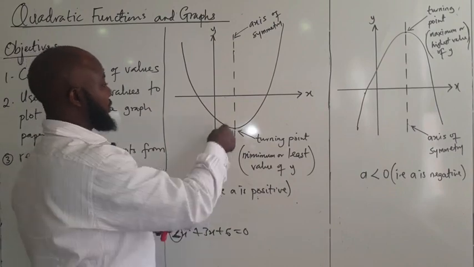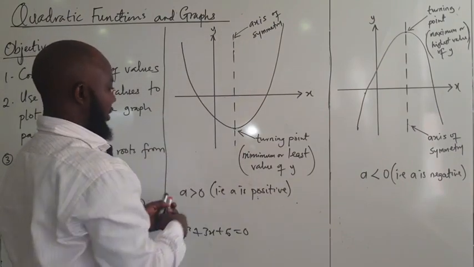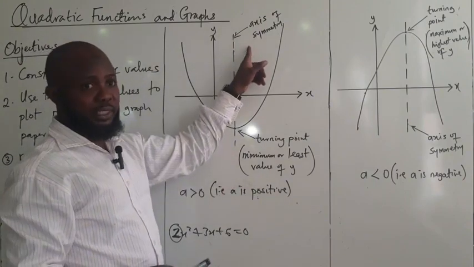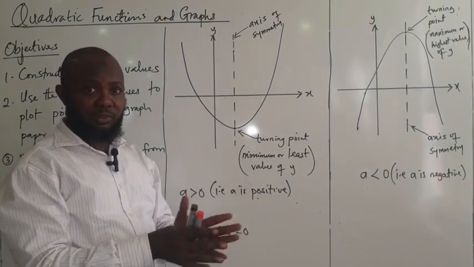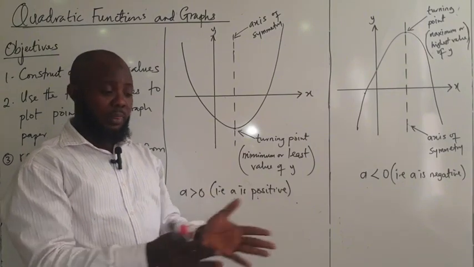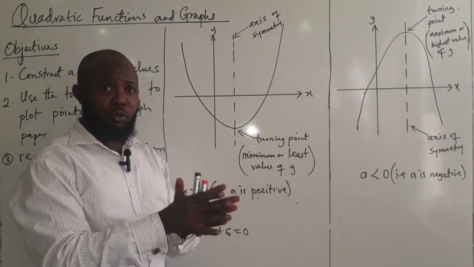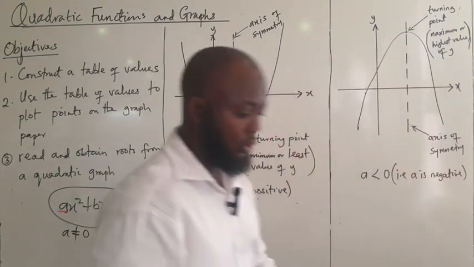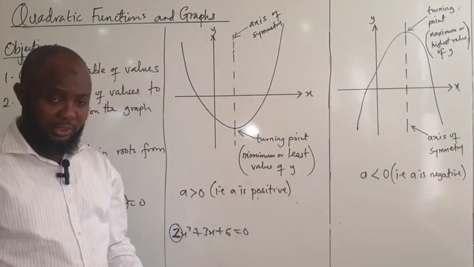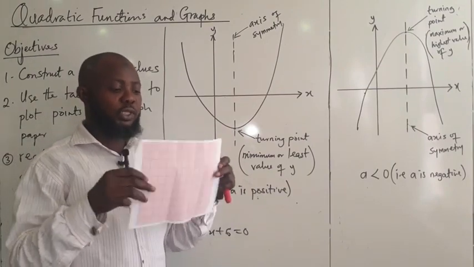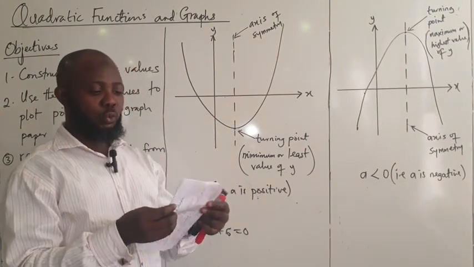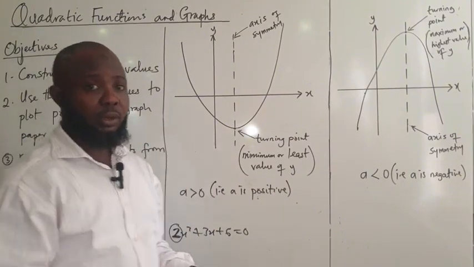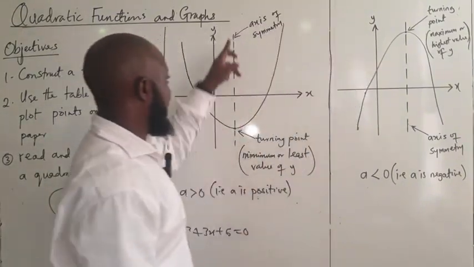And on this point, this line here, is the line of symmetry, and we call it the axis of symmetry. What is the line of symmetry or axis of symmetry? If you have a plane shape and you fold it into two equal parts, the line you're going to form is what we refer to as the line of symmetry. Just like you have this paper here, if I fold it into two equal parts this way, the line I'm going to get here is called the line of symmetry or axis of symmetry.